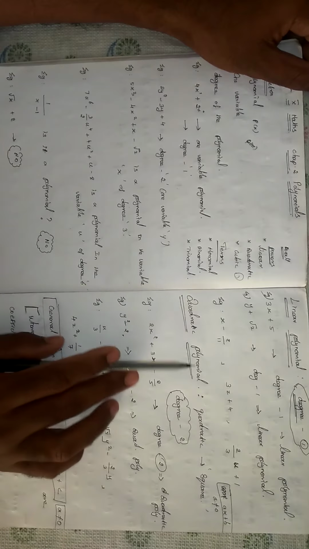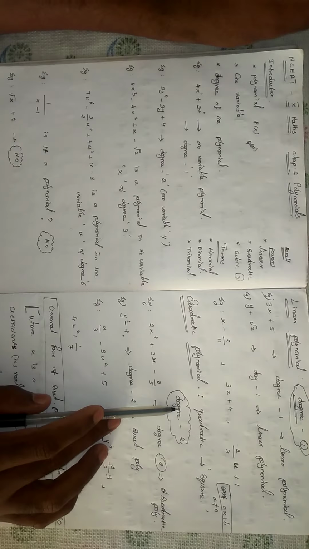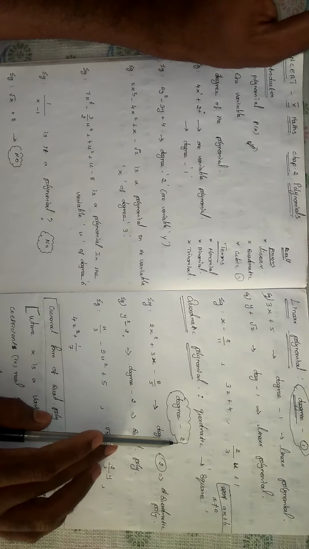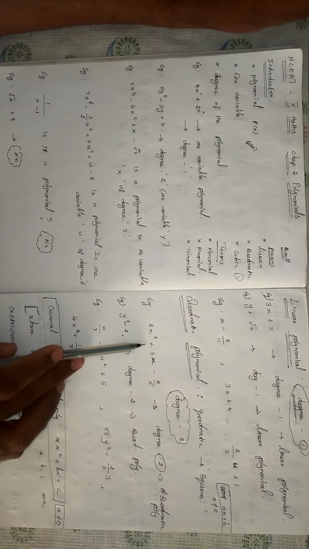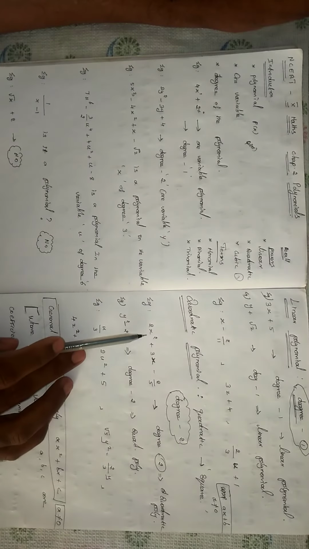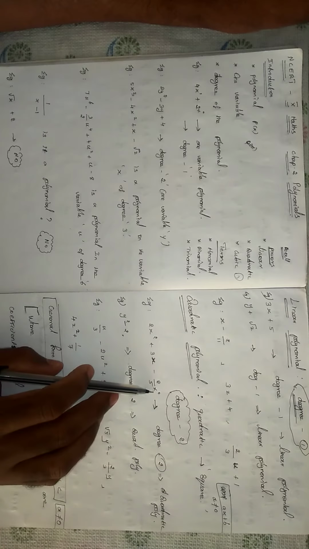Next, quadratic polynomial. Obviously we know the meaning of quadratic. Quadratic means square. So a polynomial which has degree 2 is called a quadratic polynomial. Now for example, 2x squared plus 3x minus 2 by 5. In this polynomial, is it a one variable polynomial or not? Because in all the terms there is only one variable, that is x. Here x power 0, that is a constant. So it is a one variable polynomial.